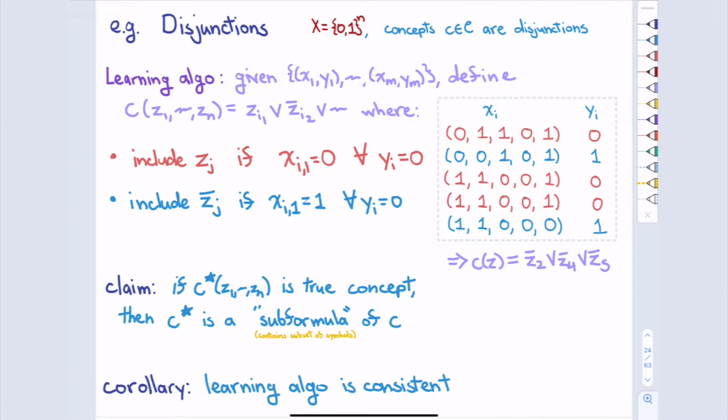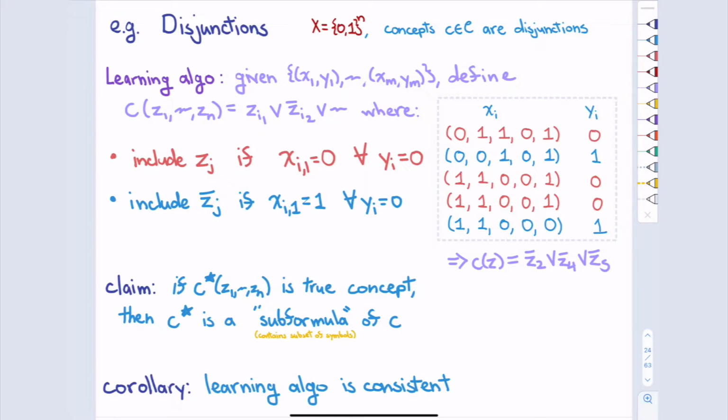would have been the algorithm put in a more constructive fashion. It should be the same as the elimination idea we just did. So I'm going to have a bunch of either zi's or not zi. I'm going to include zj if for every sample that's negatively labeled, so whenever yi equals 0, I had xi1 equal to 0. That means it's safe to include it.